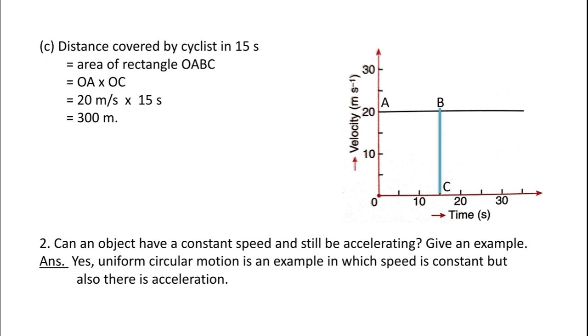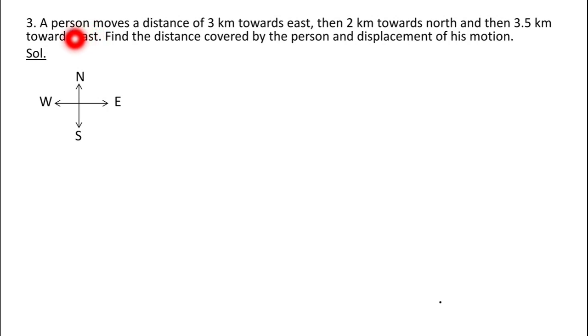Now students, our third problem was that a man moves a distance of 3 km towards east, then 2 km towards north, and then 3.5 km towards east. Find the distance covered by the person and the displacement of his motion.